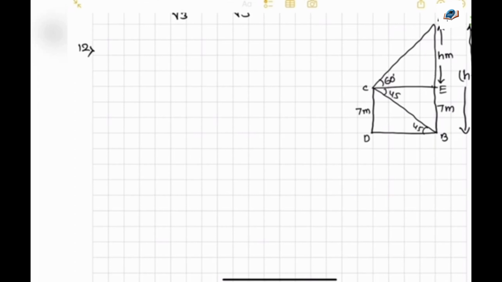Next it says, from the top of a 7-meter high building, the angle of elevation of the top of a cable tower is 60 degrees and the angle of depression of the foot is 45 degrees. Determine the height of the tower. So here I am saying let height of tower is h plus 7 meter because a 7 meter high building is there. Against that then I am having the tower. So CD equal to 7 meter, that is height of the building.